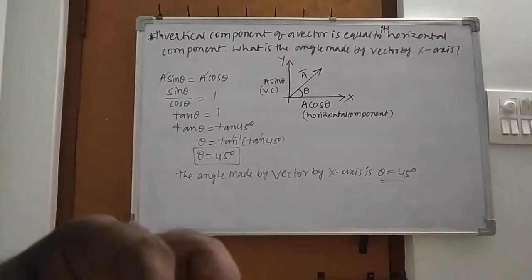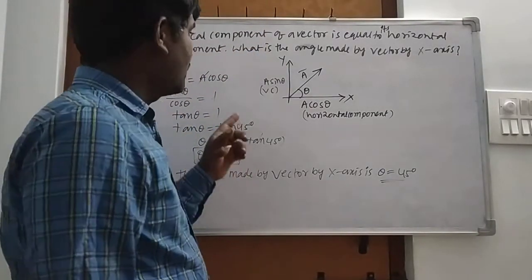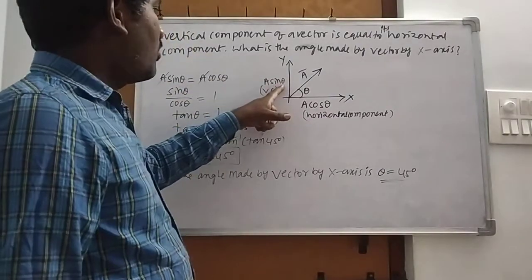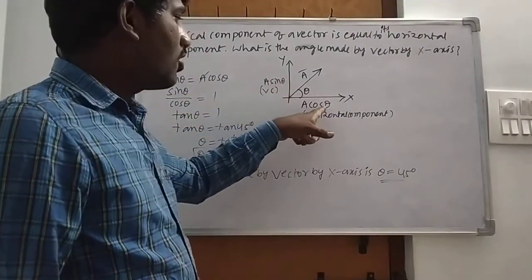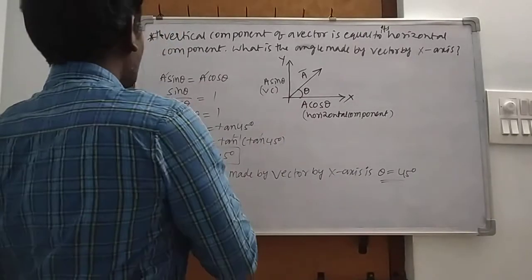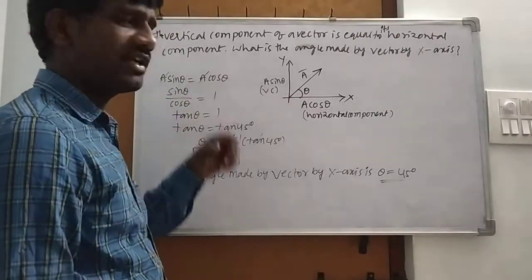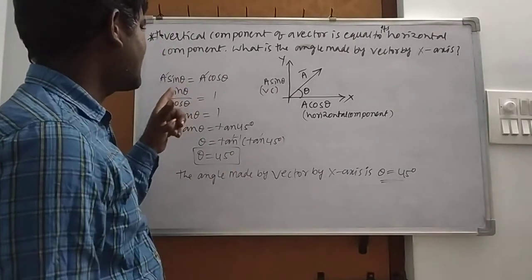So what do you observe from this? Here you can observe that vertical component is a sin theta, horizontal component is a cos theta. So according to this, vertical component is equal to horizontal component, that is a sin theta is equal to a cos theta. Therefore a gets cancelled.